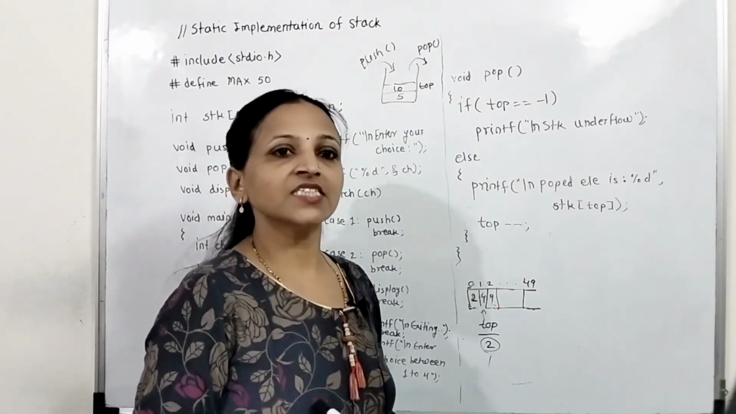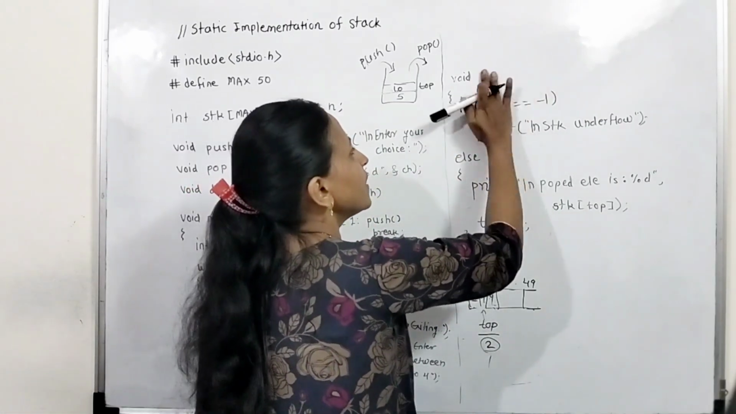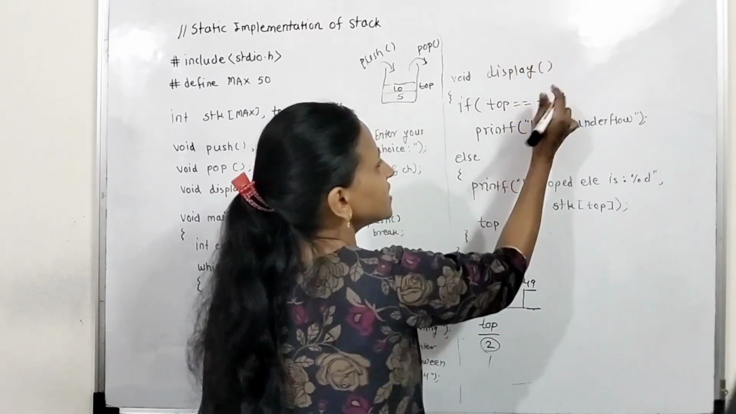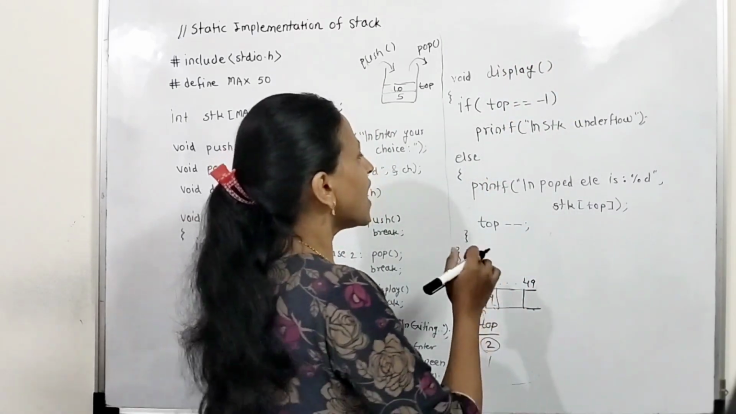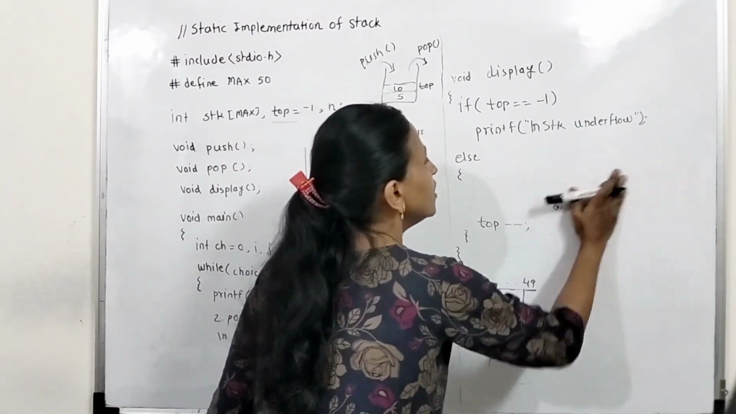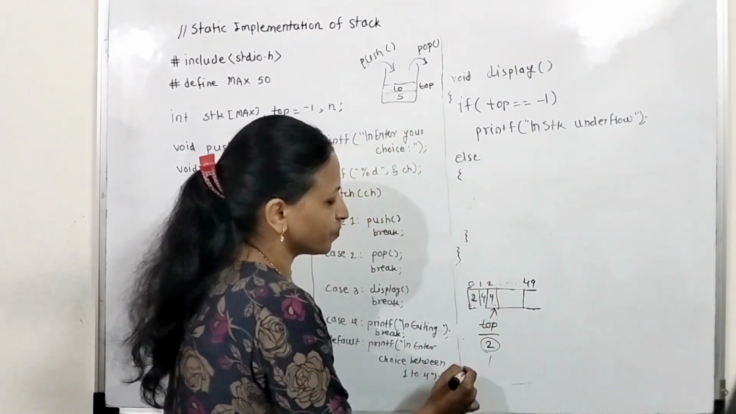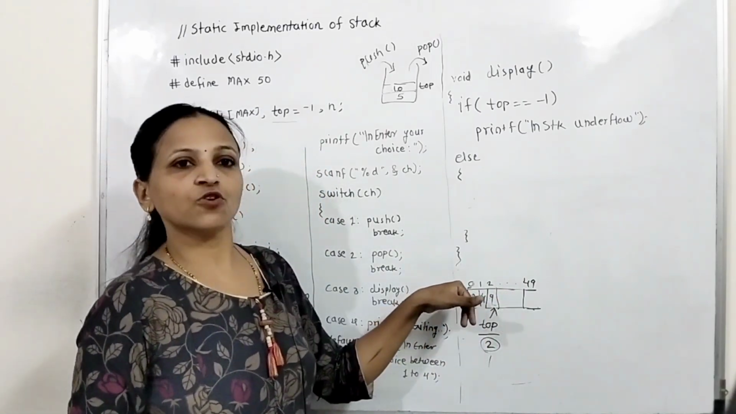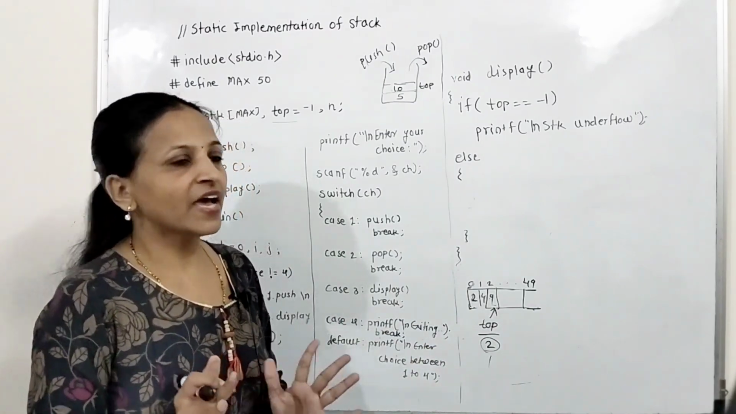And now the last one is the display operation. How to do that? See, in the case of display, again you have to check whether the stack is empty or not. If it is empty, then you cannot display the elements. Otherwise, from the top index, currently suppose top is 2, from the top index we have to go in reverse order up to 0 and display all the elements one by one.